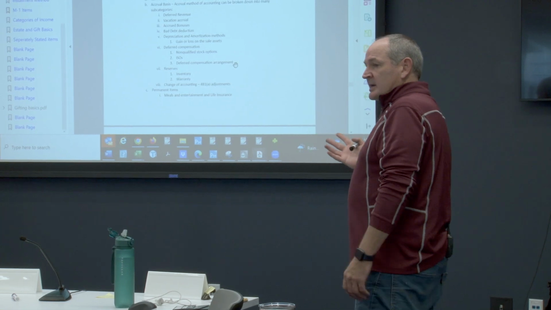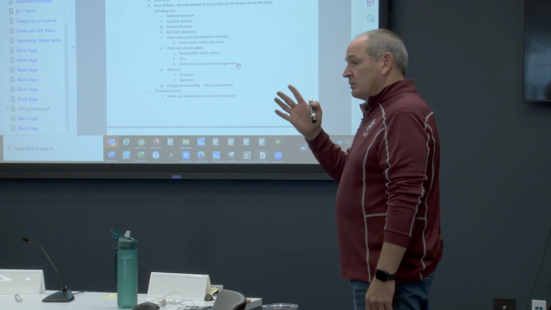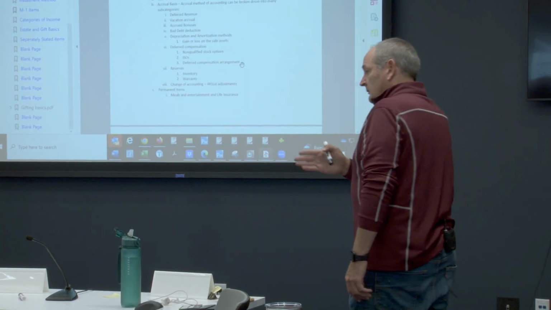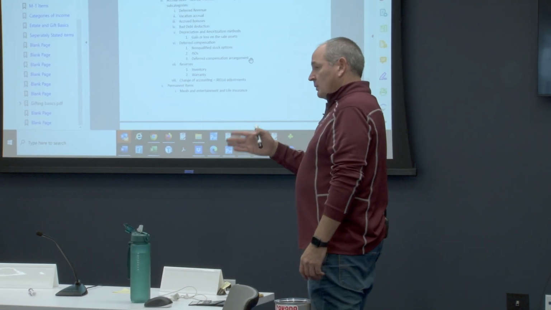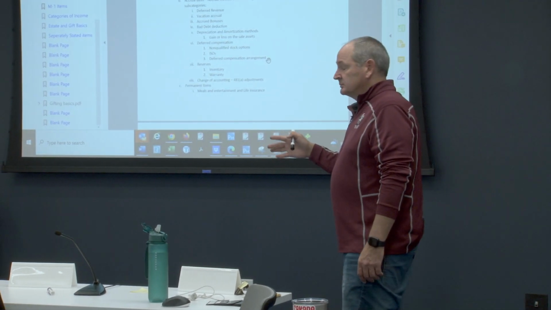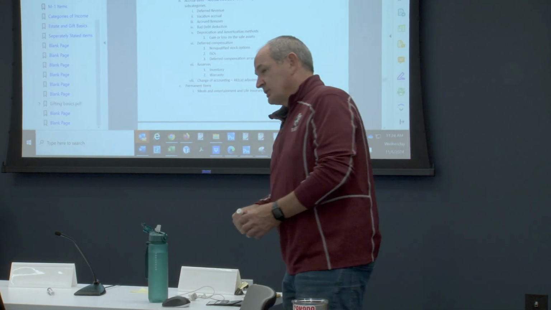Okay, so the point of this is that these are examples of possible M1 items, where we're going to account for something for book differently than we will for tax. And I'm pretty sure we're going to go over some of these.